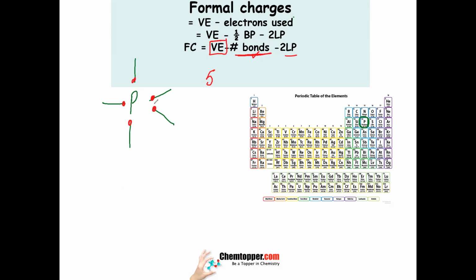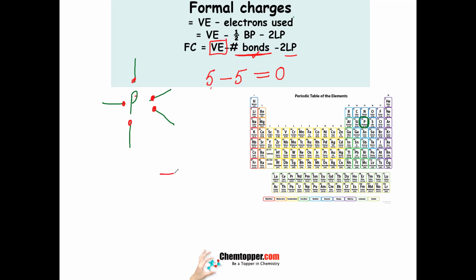Every bond is using 1. So I count the number of bonds and I check how many are used. So 5 are there. P has 5 and it has used all its 5. Its formal charge is 0. It is happy.